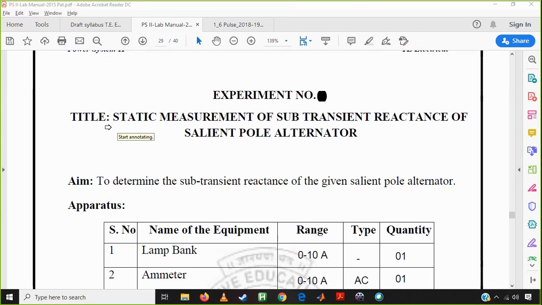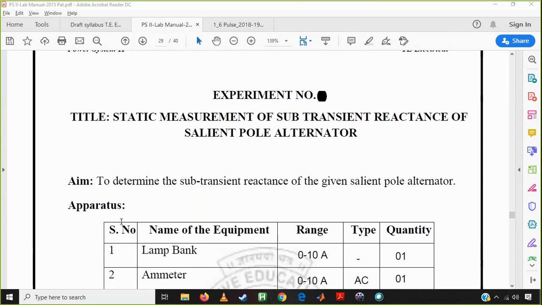In the previous machine tool subject, we calculated Xd and Xq by using the slip test. But here we are calculating the subtransient reactance by the static test. So there is no rotation of the rotor of the alternator.